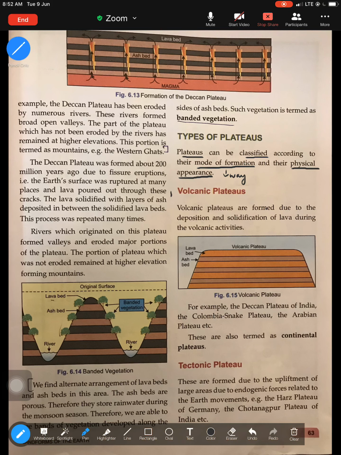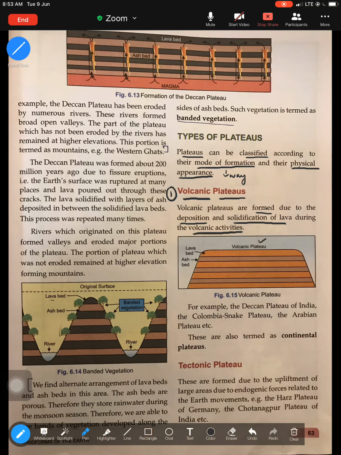Let's start with the first plateau, that is the volcanic plateau. From the word itself, volcanic, these are plateaus which are formed due to the deposition and solidification of lava during volcanic activities. So when a volcano erupts, the magma comes onto the surface as lava, cools down, becomes solid, and keeps piling up in fine layers, leading to the formation of volcanic plateaus.